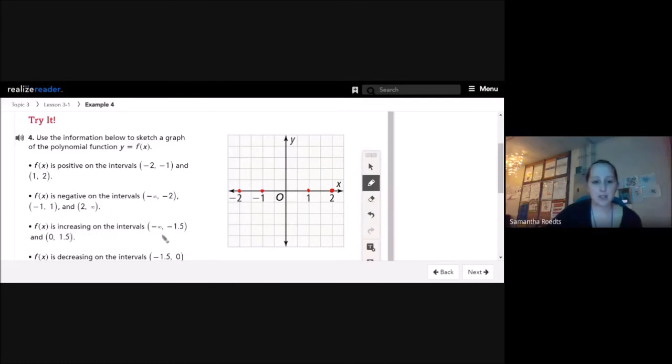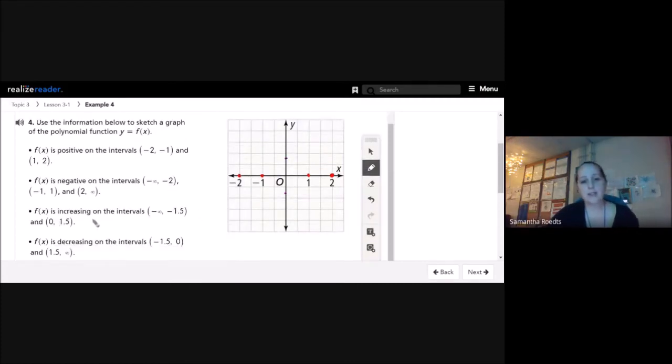I know that f of x is increasing from negative infinity to negative 1.5, and 0 to 1.5. Okay, so I know that it's increasing. So I'm going to go ahead and mark negative 1.5, and 1.5 is there approximately. So f of x is increasing on the interval from negative infinity to negative 1.5 and from 0 to 1.5, and f is decreasing on the intervals negative 1.5 to 0 and 1.5 to infinity. And so looking at this, I can figure out my end behavior.